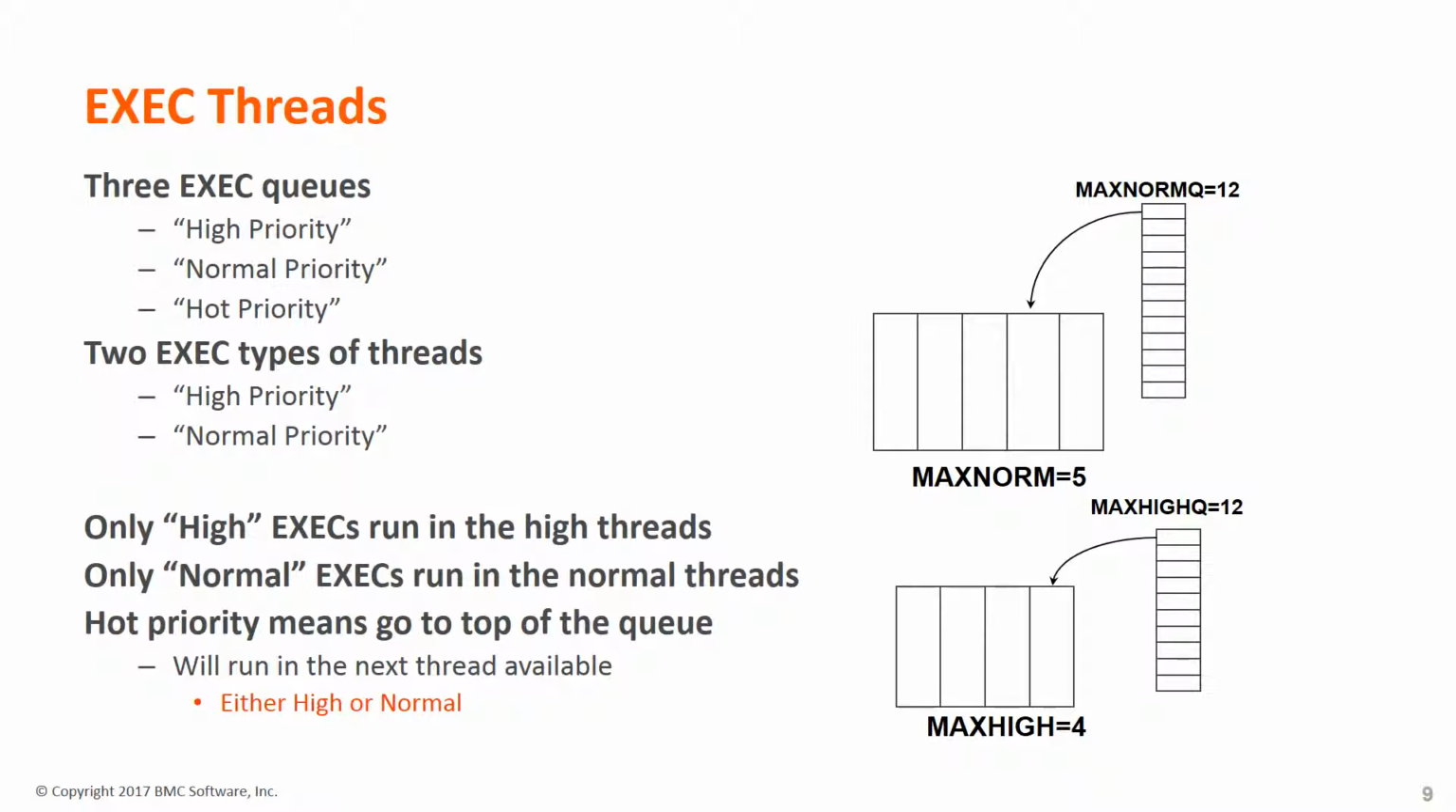Now, there are only two types of exec threads, right? We have high priority threads and normal priority threads. So only the high execs will run in the high threads, and only normal execs will run in the normal threads. If you have something in a hot priority queue, that means it'll go to the next available thread in either of the queues.